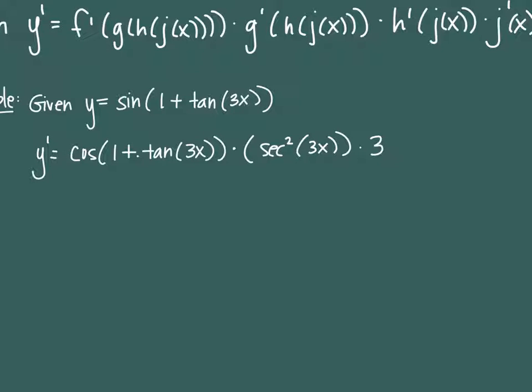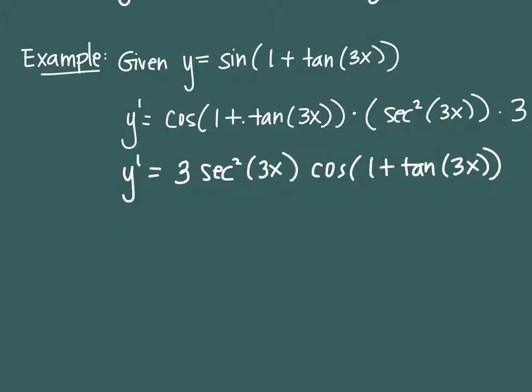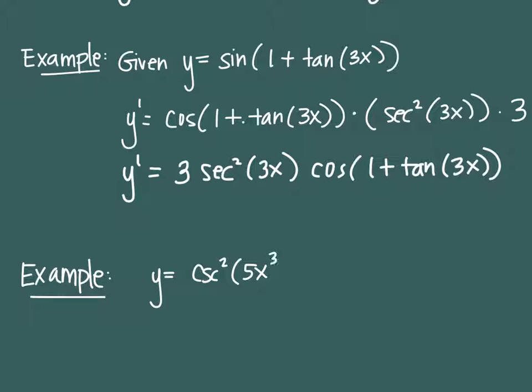Now the order in a multiplication is irrelevant. Typically we will put the coefficient of 3 in the front because it's a constant, and then probably the higher power of secant squared of 3x would come next, and then the lower power of cosine of 1 plus tangent of 3x would come last. But we're not going to be super picky about the order that you do that in. Okay, one more, just to refresh our memories on how the chain rule works. So how about y equals the cosecant squared of 5x cubed minus 2?